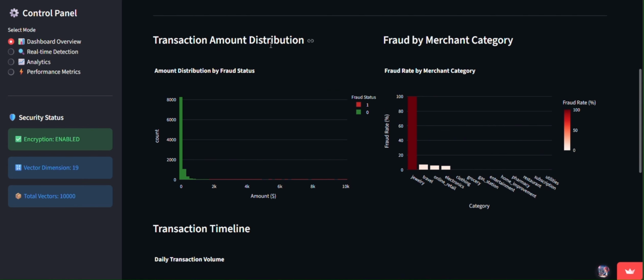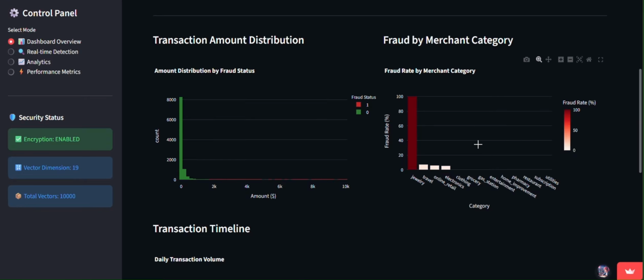Now let's see the transaction amount distribution. This chart shows the distribution of transaction amounts. Here we can see the green shows the normal transactions, and the red shows the fraud ones. We can clearly see the fraud happening across many small amounts, which reflects real world fraud patterns.